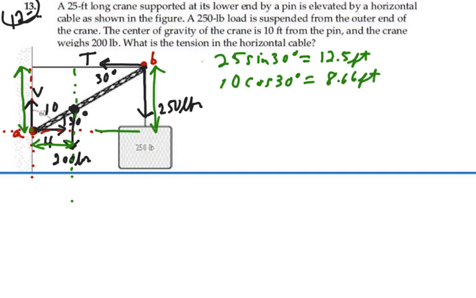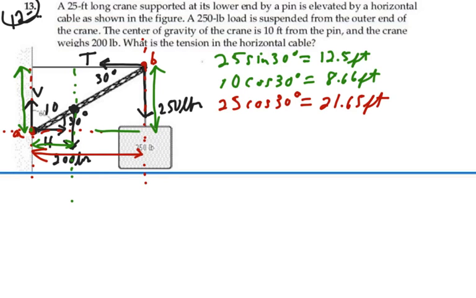And then we want the moment arm for this 250-pound weight here. There's the line of action. From the pivot to that point is this distance right here, and that's going to be 25 feet cosine 30 degrees. And what is that? 25 feet times cosine 30 is 21.65 feet. Alright, so those are the moment arms for the forces that are causing torques about point A.